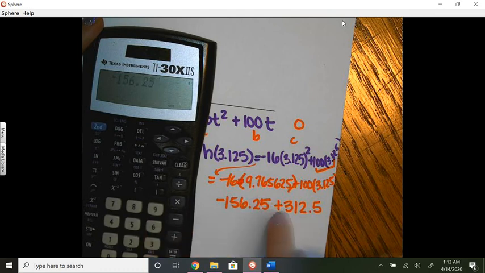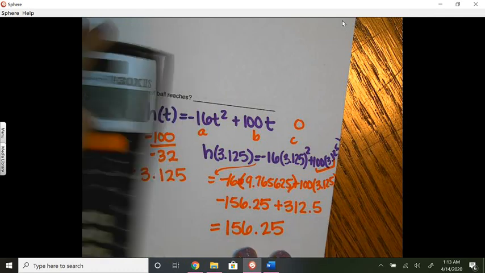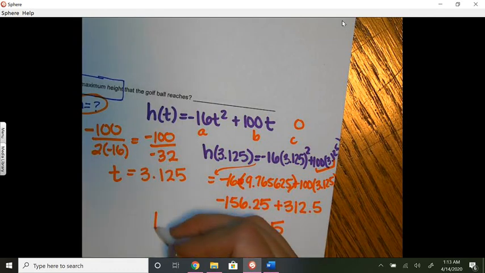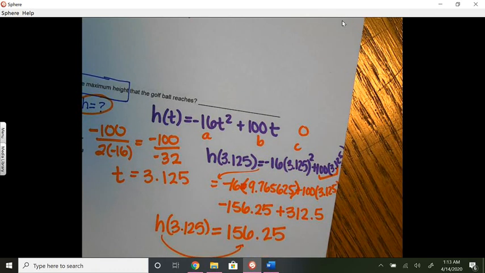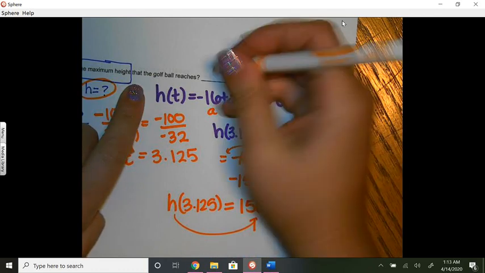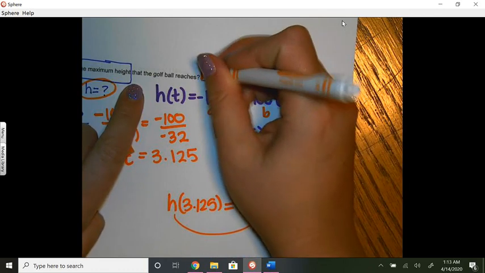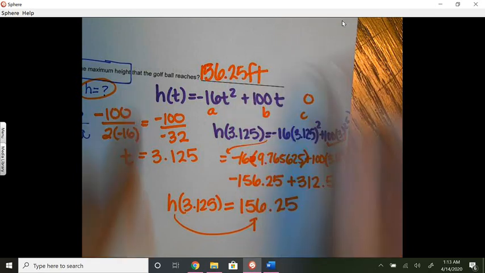Negative 156.25 plus 312.5. It'd be 156.25. So what we just found was the height of the ball will be 156.25 feet. So it says find the maximum height. So it'd be 156.25 feet is the maximum height.